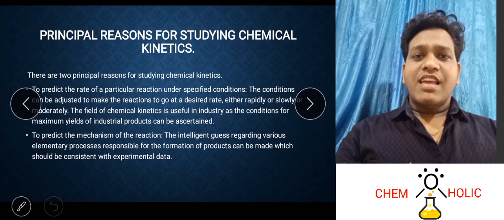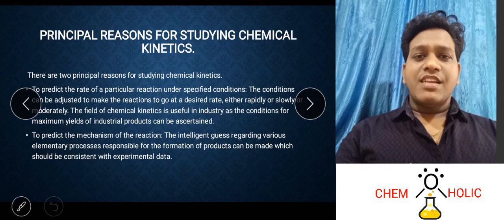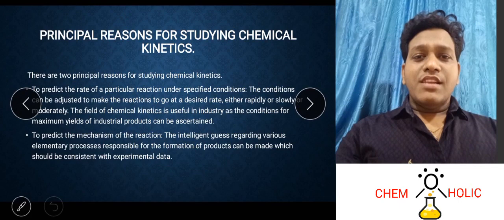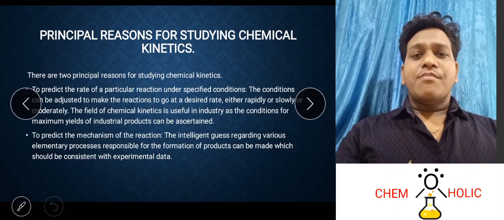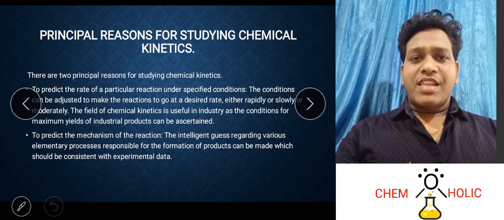If we say that hydrogen peroxide is there, hydrogen peroxide undergoes decomposition, so we can say it's a moderate reaction. It takes time to happen, it is not happening suddenly. So in the universe we come across moderate reactions, fast reactions, and slow reactions. To predict the speed of a particular reaction, chemical kinetics plays a very important role.